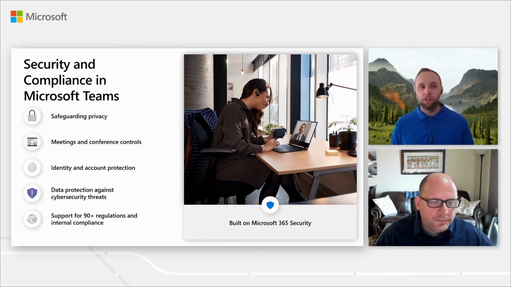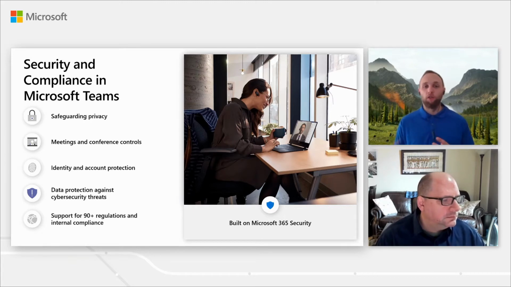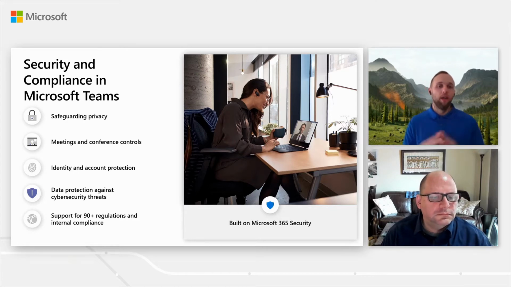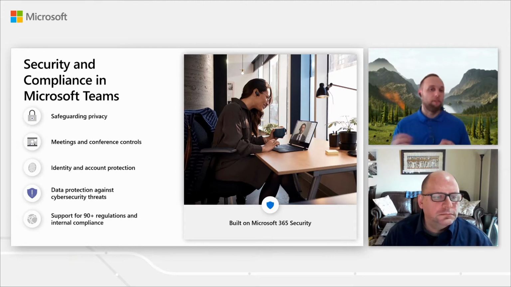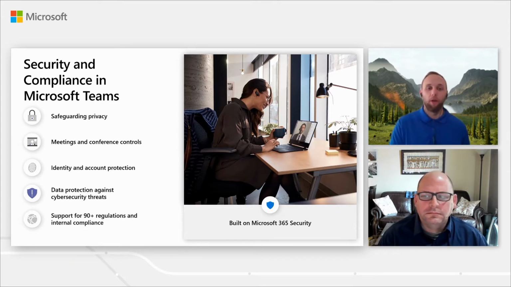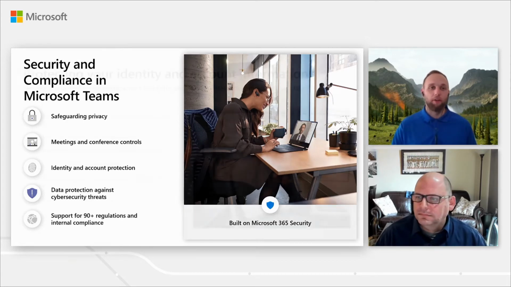Identity and account protection measures, again, being able to integrate with Azure Active Directory and take advantage of that as our centralized identity provider and enforce things like conditional access, multi-factor authentication, document classification, all those great controls. And then how we protect that data against cybersecurity threats. And data includes any form of content that Teams is generating. And then lastly, just a quick mention, our support for 90+ regulations and internal compliance. This is how we, again, layer up to Microsoft 365 being our overarching management layer.